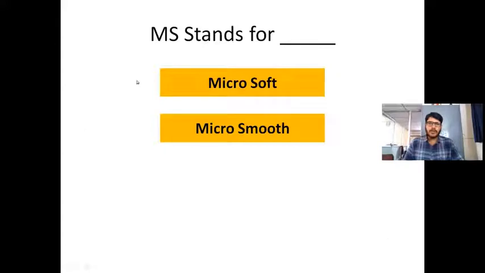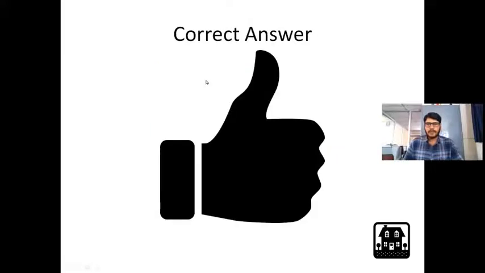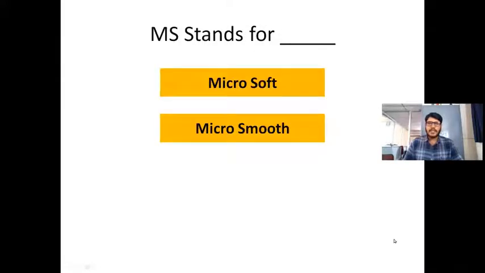Similarly, now I'm going to select the correct answer. Now it has to navigate me to the correct answer slide. Let me see. Yes, so this is the correct answer. And again, if I click on this home button, you can see it is again navigating me to the same question. So this is how we can work with the hyperlink option and actions option.